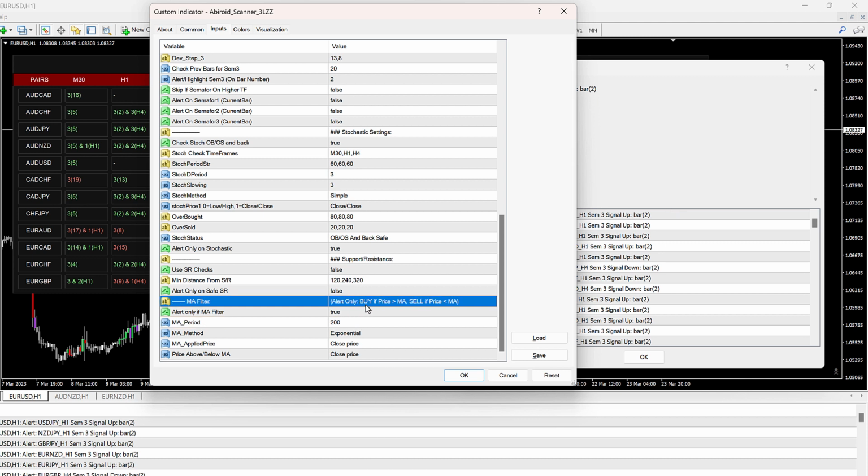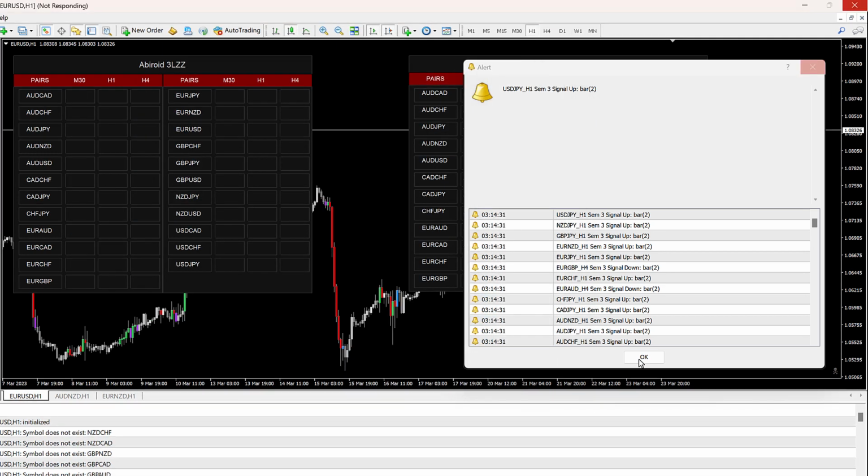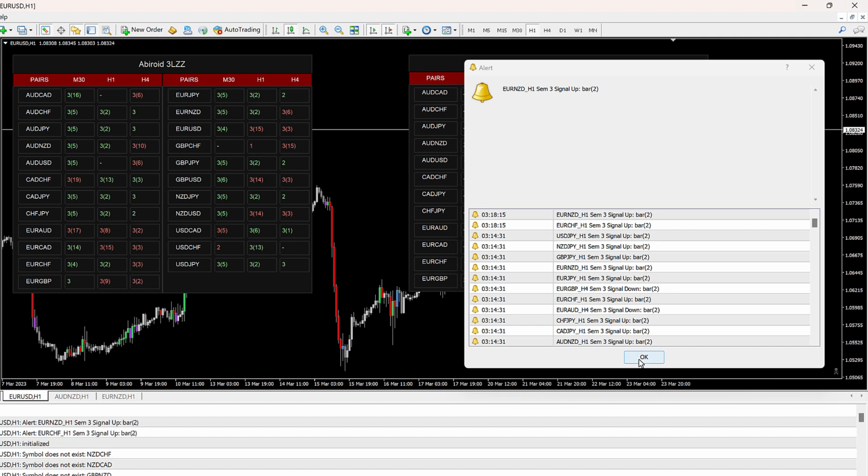The buy alerts will only be shown if price is above MA, and sell alerts will only be shown if price is below MA. So I'll just set this to, and I had also set the higher time frames to false. So it will give you a much more compact view.